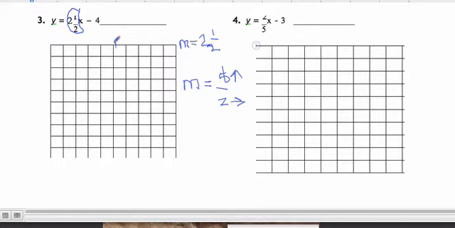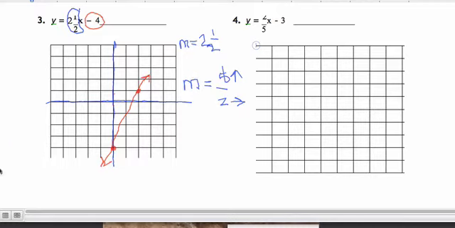So let me go here and make my axes. Okay, and I'm going to start with my y-intercept, which is at -4. So I'm going to start at the origin and go down 1, 2, 3, 4, and put my point. And from there, I'm going to do the slope, which says to go up 1, 2, 3, 4, 5, and over 1, 2. And draw my line.